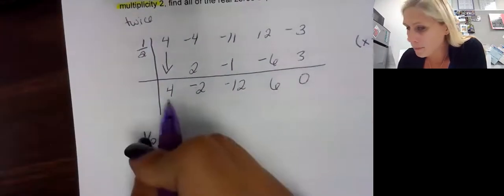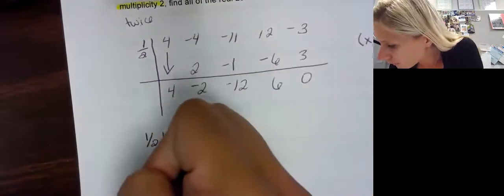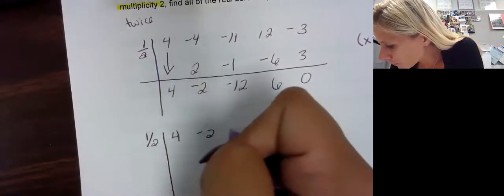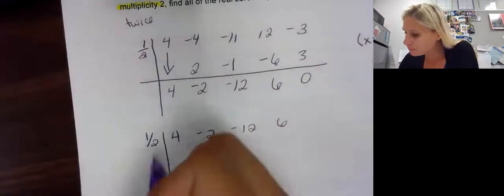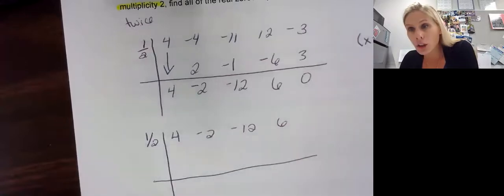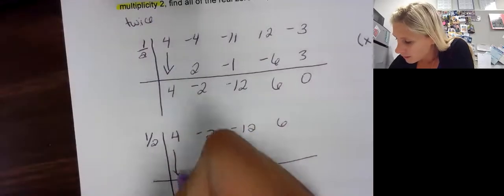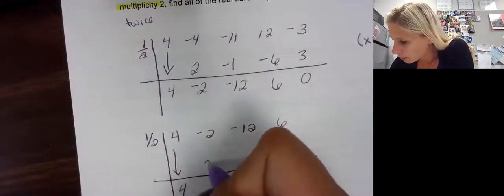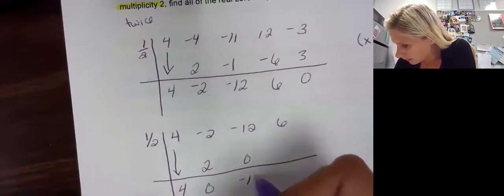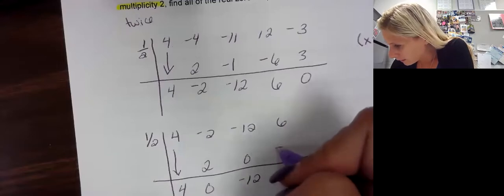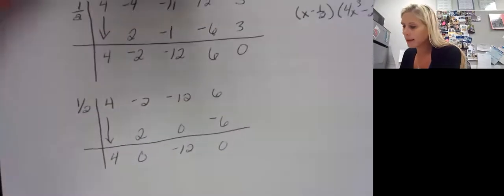But this time I'm going to use these values because we've already used the first values. So I get 4, -2, -12, and 6. I don't need to put that 0 in. Now they should also come out to a remainder of 0 because it works twice. 4, multiply, add, multiply, add, multiply, add. Awesome.